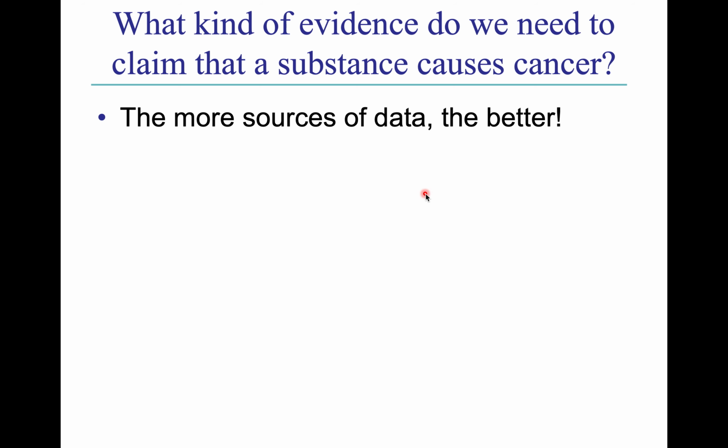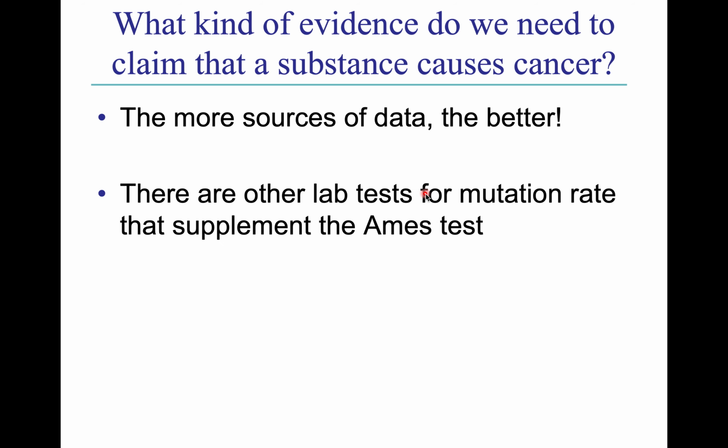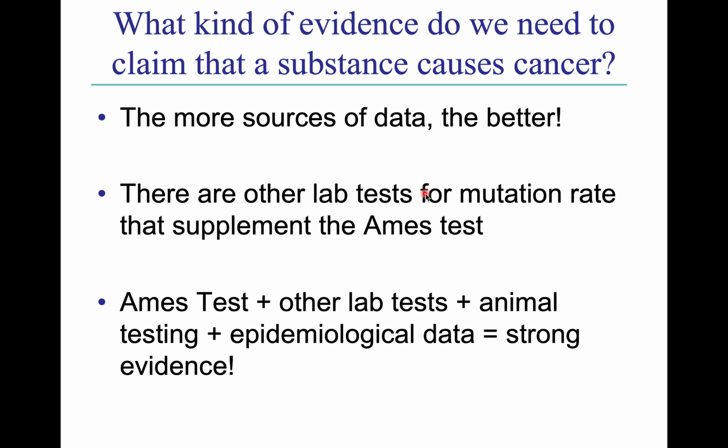All right, so we've talked about epidemiology, we've talked a little bit about experimental evidence. So what would we want if we wanted to really be able to claim, yep, this substance causes cancer? And the bottom line is the more sources of data that you've got, the better. Ideally we'd want some data from the Ames test, and there's also some other lab tests that could be used to supplement the Ames test.